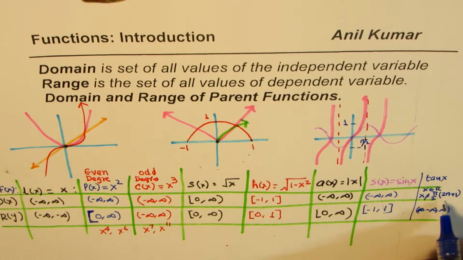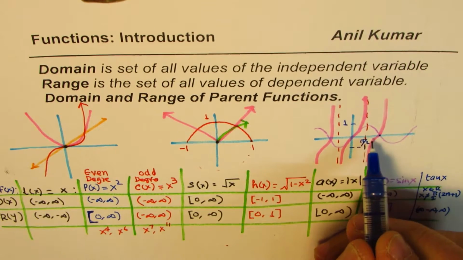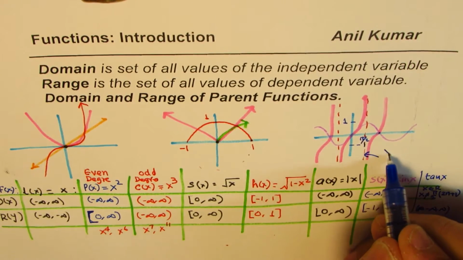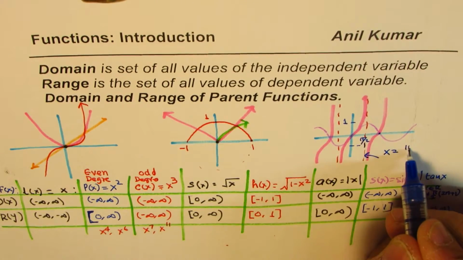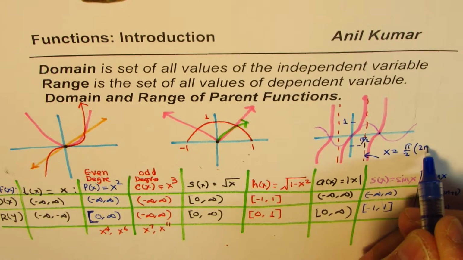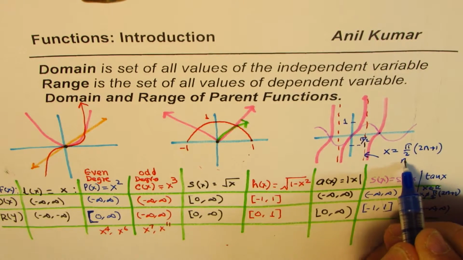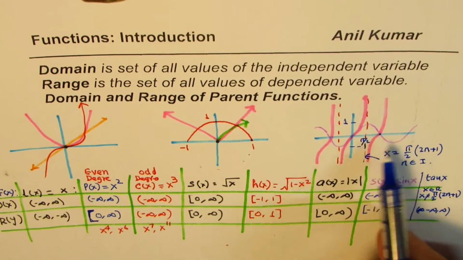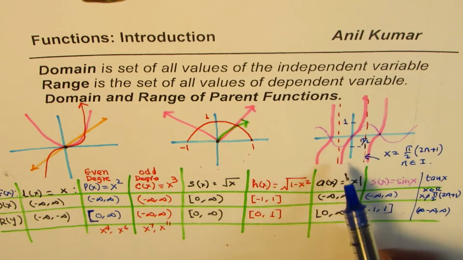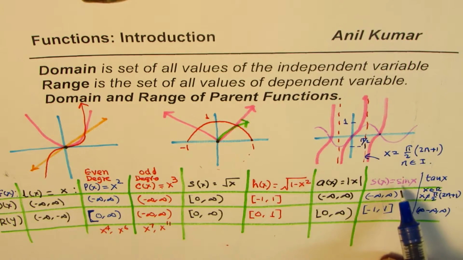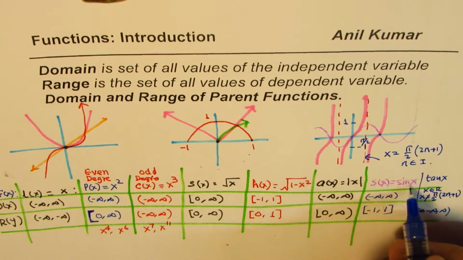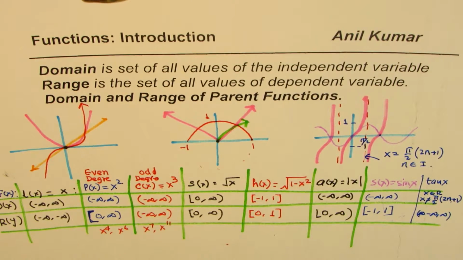In the domain, these vertical asymptotes are at odd multiples of pi by 2. So odd multiples is 2n plus 1, where n belongs to integers, correct? That's what I'm writing here. So that could be a trigonometric function, tan, and then we know sine and cosine are the same, so you could do cos also here. This gives you a good review of what functions we have learned.